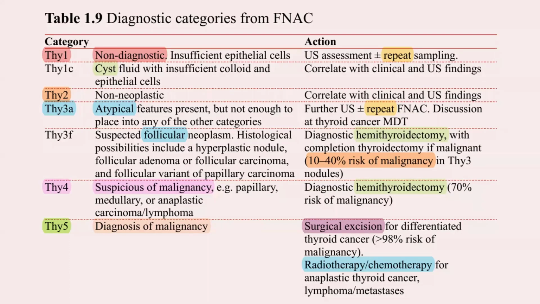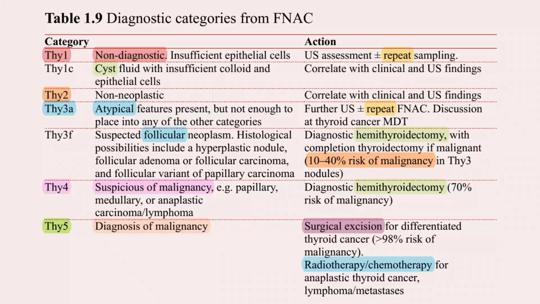But in specific situations, you need to repeat fine needle aspiration cytology within 3 to 6 months, if there is a high suspicion of malignancy in the scenario. For example, if the patient has previous radiation, or a family history of thyroid cancer, for example, or the patient is young, less than 20 years of age. So in this situation, we should repeat fine needle aspiration cytology.